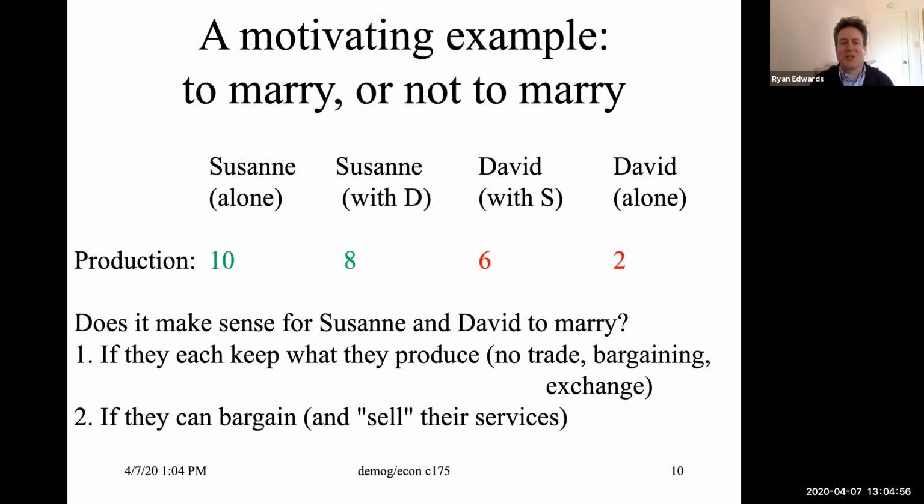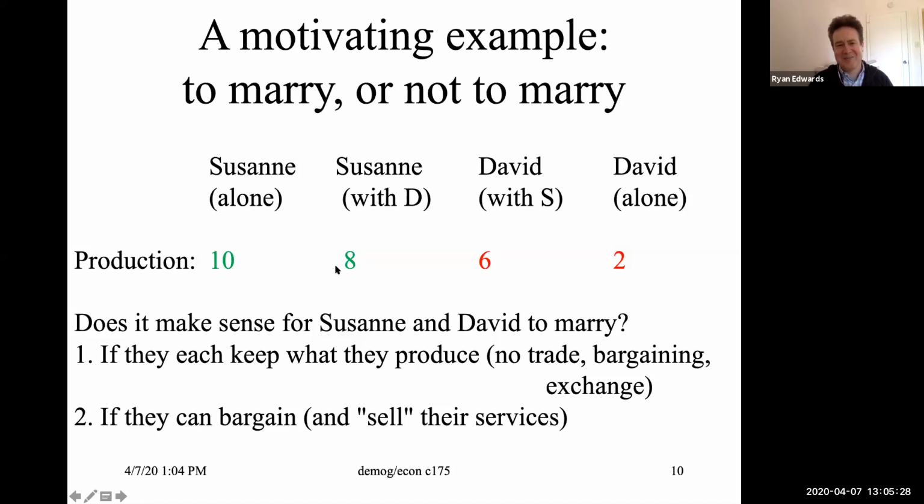So let's put some numbers up here, since we're economists and we have to do that rather than just waving our hands. So this one's funny, to think about an example of marrying or not marrying when here are the people involved. Here's somebody named Suzanne, and she's got two payoffs in this little matrix over here. Suzanne alone produces 10 units. That's her green production. Suzanne, when she's married to David, who's this person over here in the red, produces only 8. So apparently David is a net drag on her production.